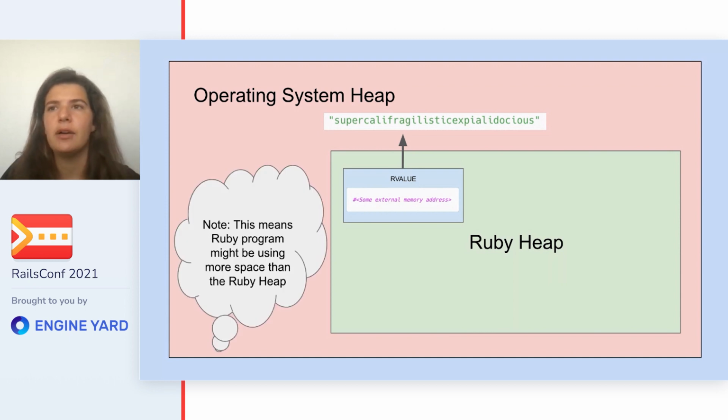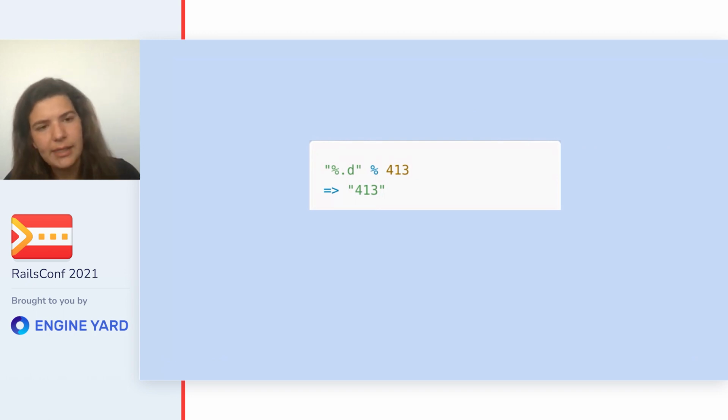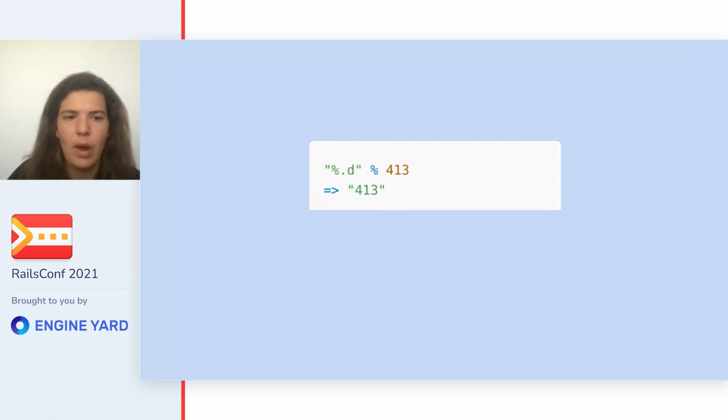What's important to note here is this means that sometimes our Ruby heap can be smaller than, or can have less memory than, our entire program is actually taking, right? So I just wanted to be explicit about this because sometimes you'll see different metrics, where the size of your Ruby heap isn't actually representing the same memory consumption you're seeing on Heroku or AWS or wherever.